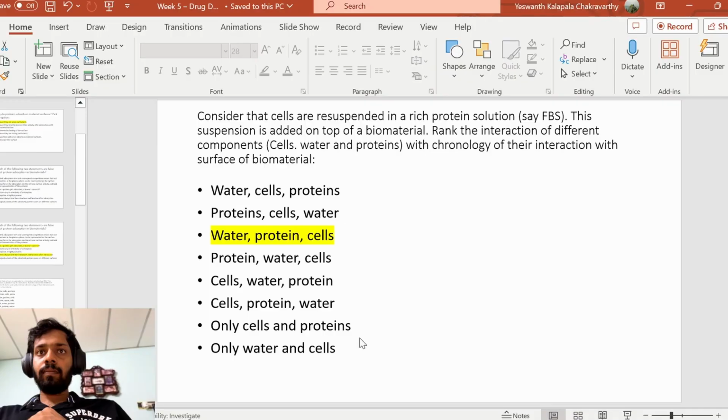So you can apply very basic logic here. If it's a protein solution, obviously proteins will be high in number, but the number of water molecules in the solution would be much higher. And because water molecules are much more flexible in terms of their movement, because of their smaller size compared to proteins, they will be the first ones to interact with the biomaterial surface, followed by proteins, which are followed ultimately by the much bulkier cells. So water would interact first with the biomaterial surface, followed by protein interactions, followed by the cells.